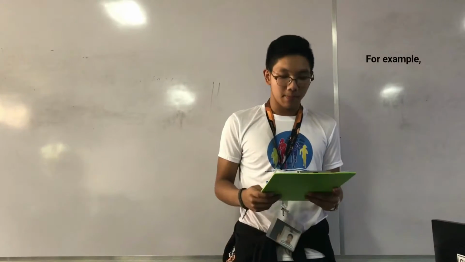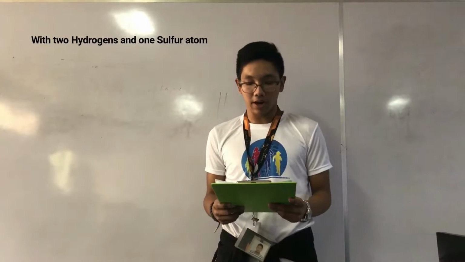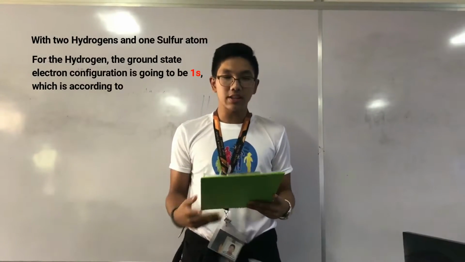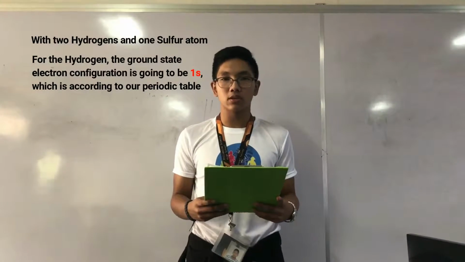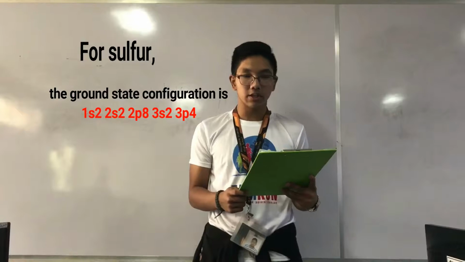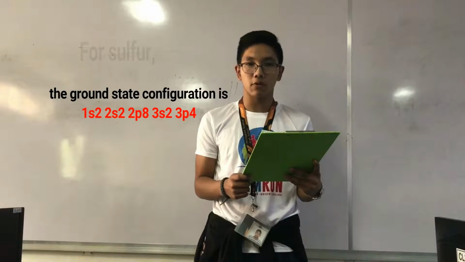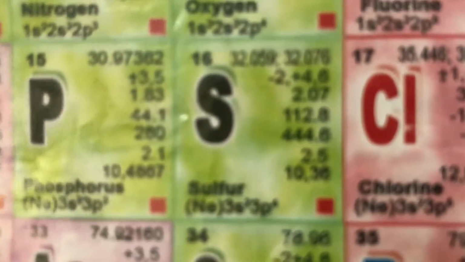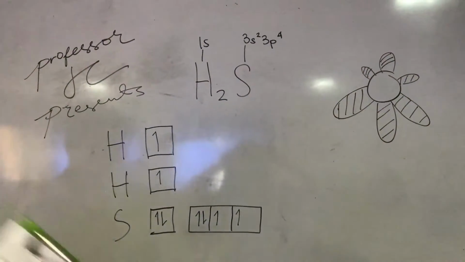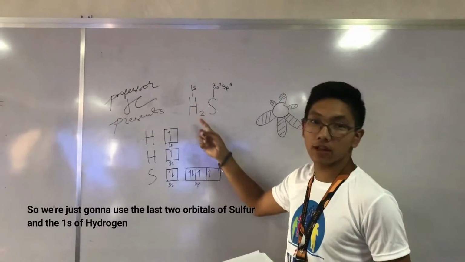For example, dihydrogen monosulfide, or what we call hydrogen sulfide, with two hydrogens and one sulfur atom. For the hydrogen, the ground state electron configuration is going to be 1s, according to our periodic table. For sulfur, the ground state configuration is 1s2, 2s2, 2p6, 3s2, 3p4. So we're just gonna use the last two orbitals of sulfur and the 1s of hydrogen.